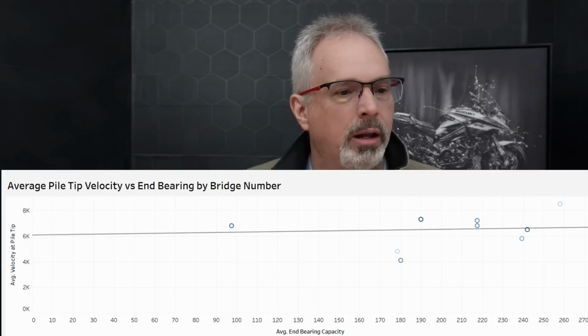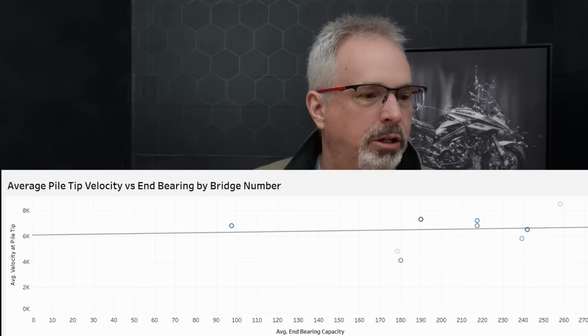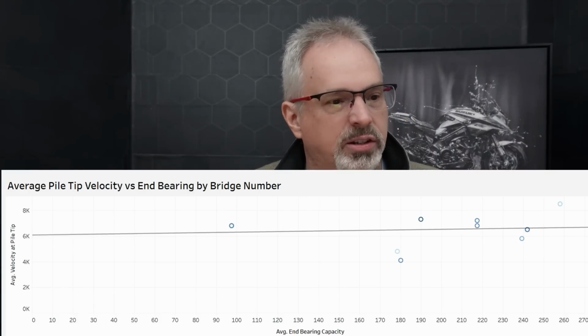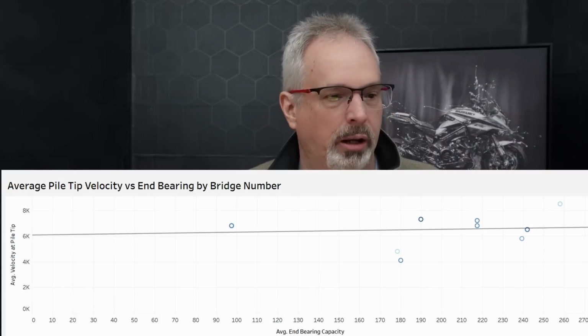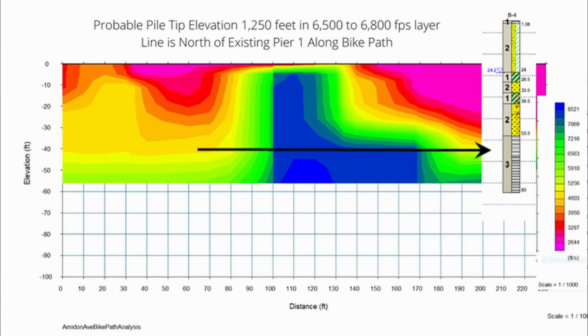And from our case studies, we found that piles typically ended up where the pile tip was, the compression wave velocity of that material was on the order of around 6,000 to 7,000 feet per second. So for this project, we determined that the probable tip elevation for the piling was elevation 1250, which corresponded to a compression wave velocity of 6,500 to 6,800 feet per second.